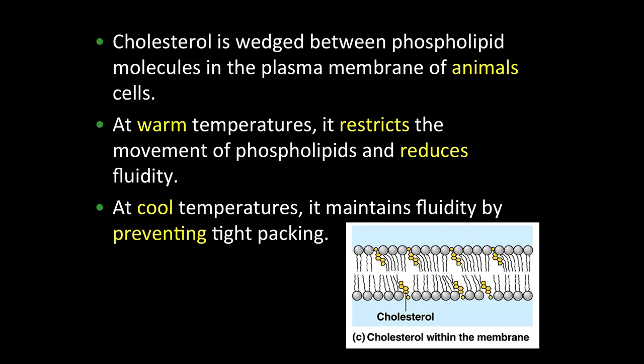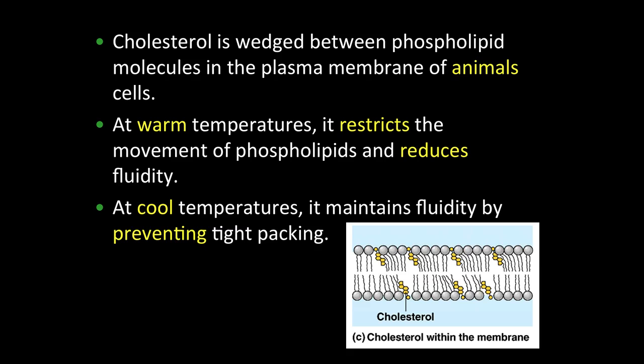I don't know if you'll have it in your notes or what, but you can give me some feedback and let me know if there are any plants that have cholesterol in their membranes, and that'll be interesting to find out. But I know it's definitely abundant in animal cell membranes.